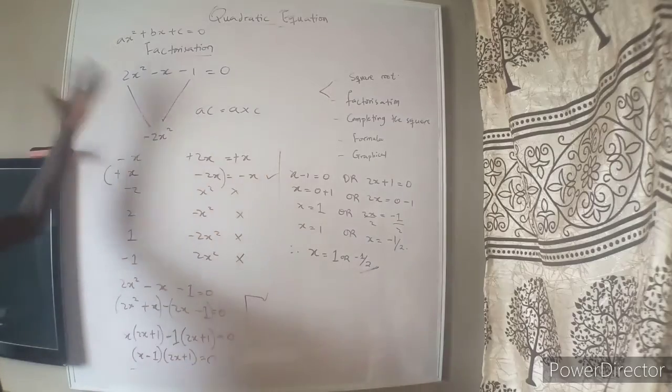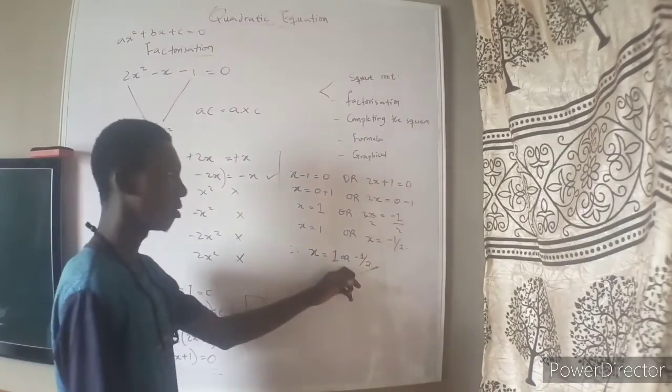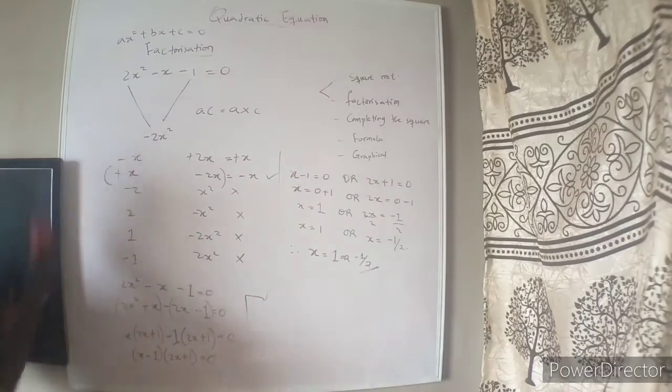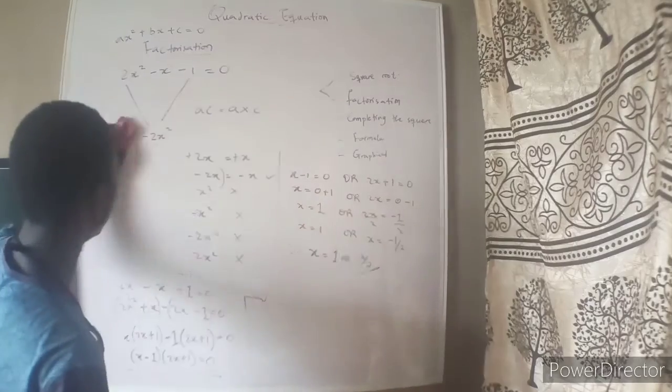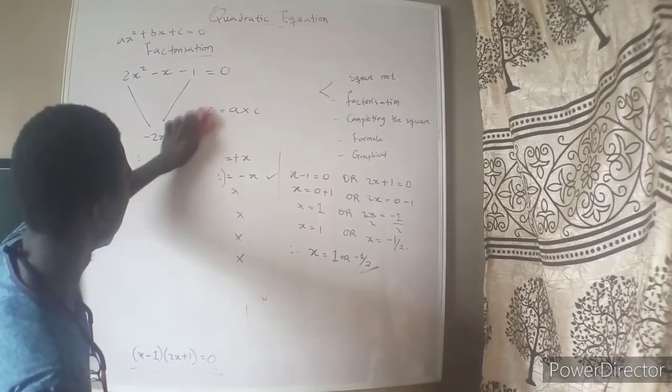So if you're only told to factorize, you stop here. If you're not told to find the value of x, you move on to this point to find the values of your x. So that's that about factorization. And there is something again I want to reveal under factorization.